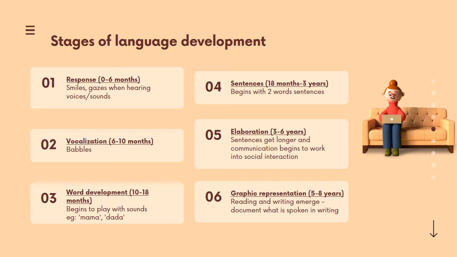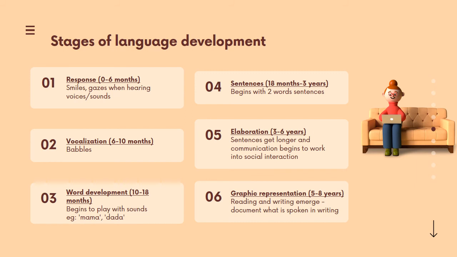Move on to stages of language development. There are 6 stages. The first stage is response, which happens between 0 to 6 months. The child smiles and gazes when hearing voices or sounds. The second stage is vocalization, between 6 to 10 months. This is where babbling happens.